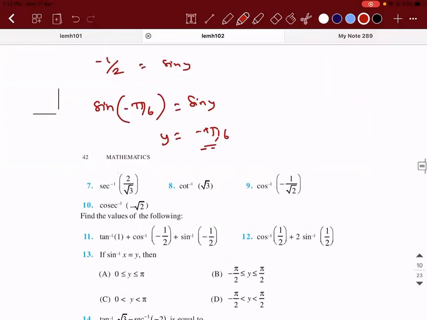What about cos inverse of minus 1 by root 2? Cos inverse, now what are you supposed to do? Pi minus the acute angle, wherever cos gives you 1 by root 2. Pi minus pi by 4, 3 pi by 4. What about cosecant inverse minus root 2? We solved that. Another one, minus 5.